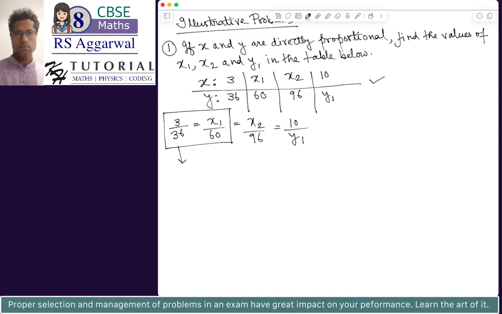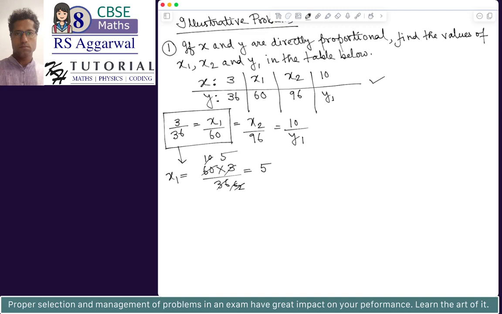So from this I will get 3 by 36 is equal to x1 by 60. You can consider this a linear equation in the unknown x1. From this equation, using cross multiplication, I can find the value of x1 to be 60 multiplied by 3 divided by 36, which, if you simplify this, is equal to 5. So x1 is 5.